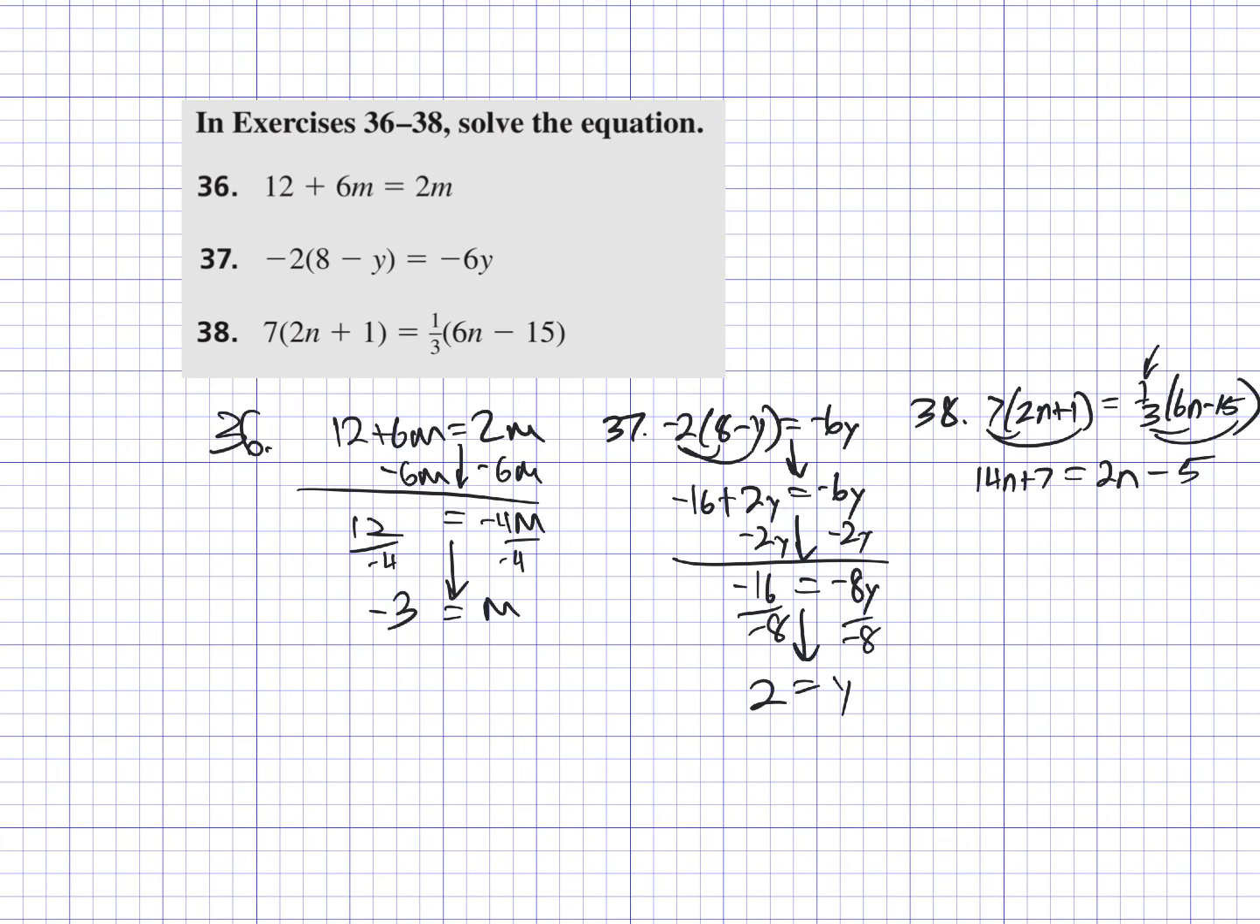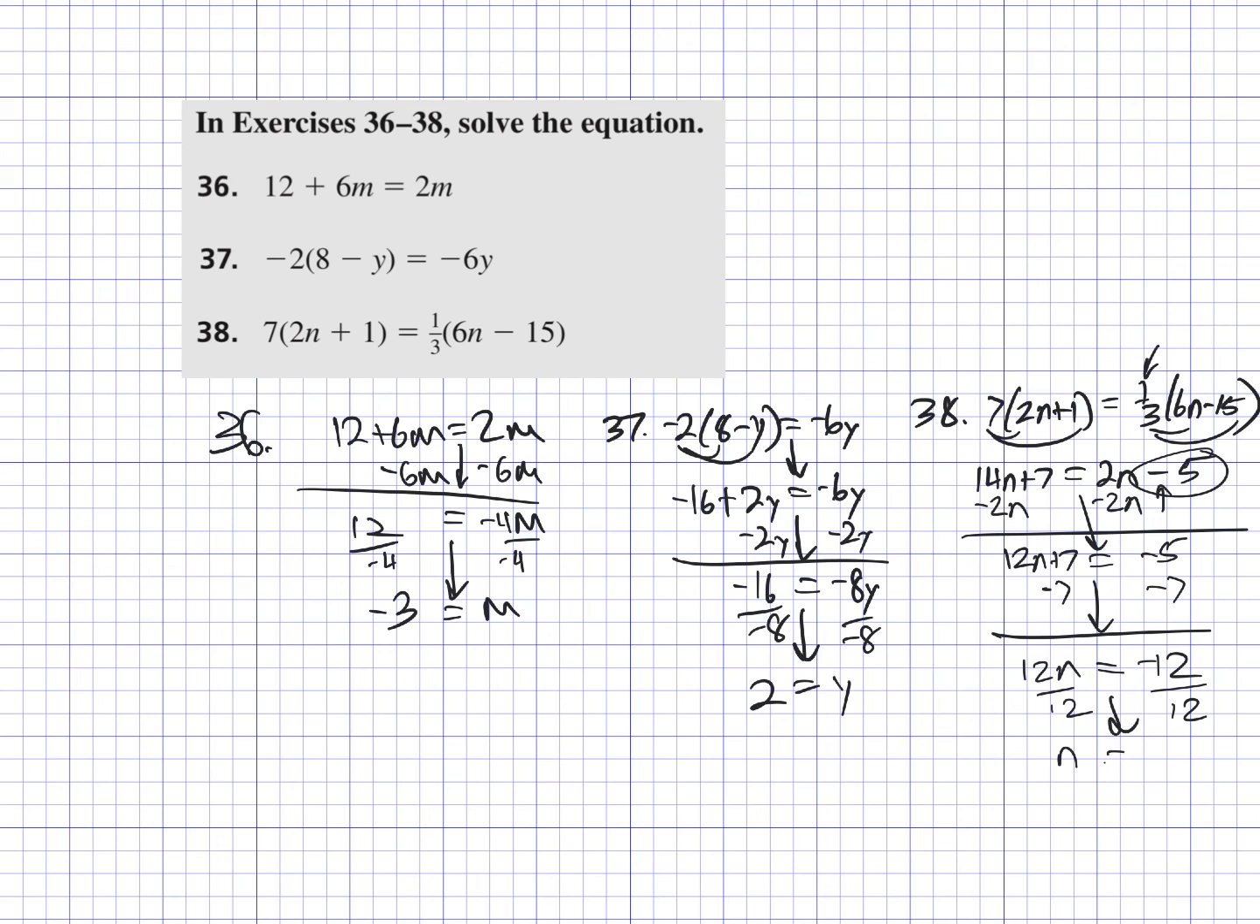Okay, so now we need to subtract 2n. We get 12n plus 7, don't forget your equal sign, equals negative 5. Don't drop that minus sign either. That's still attached to the 5. So now we subtract 7, and we get 12n equals negative 12. Now we divide off the 12, and n equals negative 1.